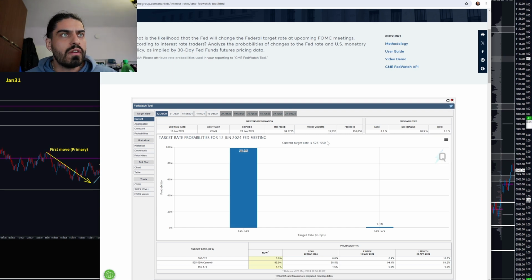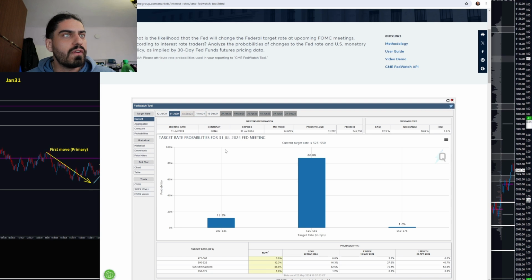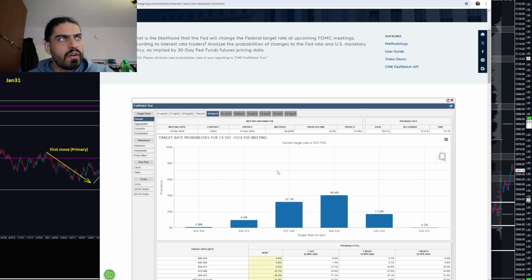Now, you can see the current Fed funds rate is sitting at 525 to 550. So there's about a 99% chance that it stays the same and a 1% chance that they actually hike. You can see here July 31st the odds, and so on, deep into the end of the year by December 18th, 2024. There's an expectation that there's a higher probability that there is at least one rate cut by that time.